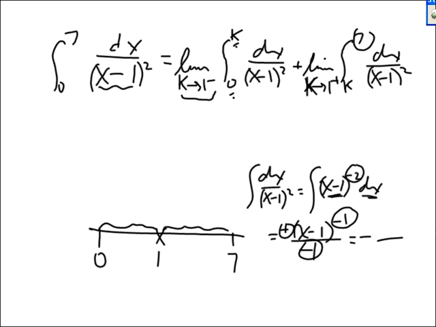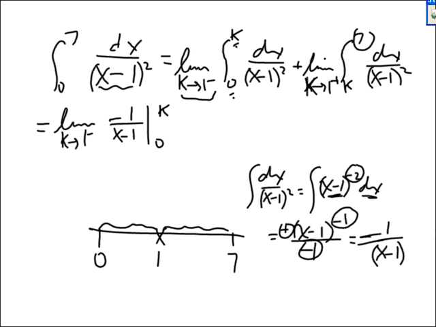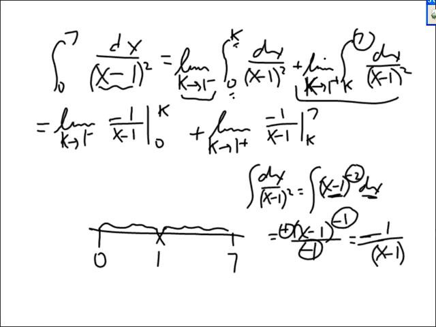And instead of putting (x minus 1) to the negative 1 on top, you put it on the bottom as x minus 1 to the 1. And here you have a negative 1 on top. Okay, so this is equal to the limit as k goes to 1 from below of negative 1 over x minus 1 from 0 to k, plus the limit as k goes to 1 from above of negative 1 over x minus 1 from k to 7.